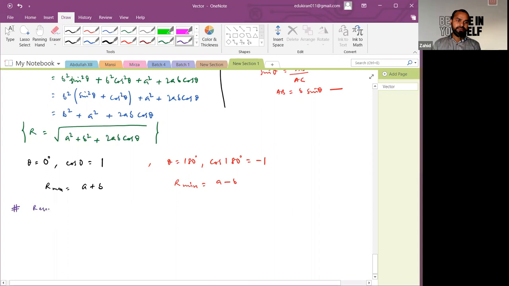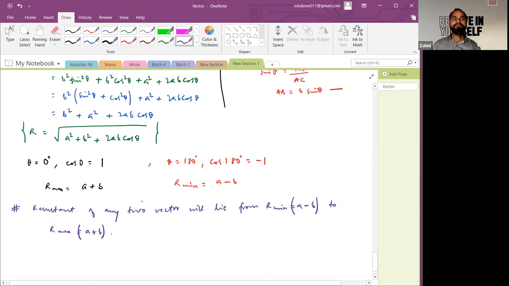So resultant of any two vector will lie from R minimum, that is from A minus B, to R maximum, that is A plus B. Is it clear?